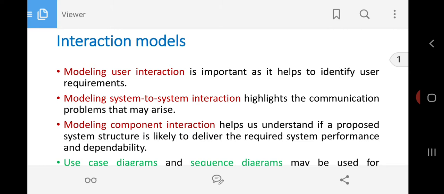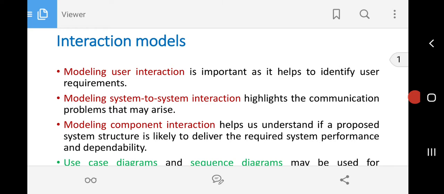So withdrawal of the money is not simply a single one-line statement or one-line requirement. When you represent that particular functionality in terms of an interaction model, you will come to know what all the different activities are that we are going to perform there. So this is the main purpose of representing such things in terms of system models, especially this interaction model.